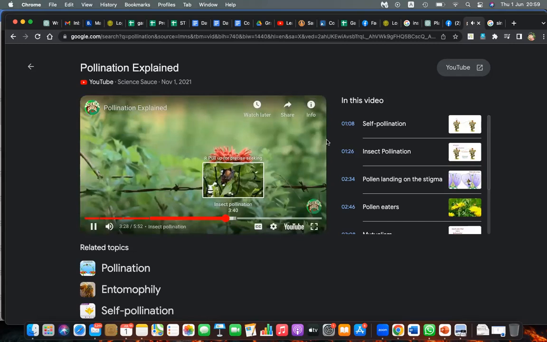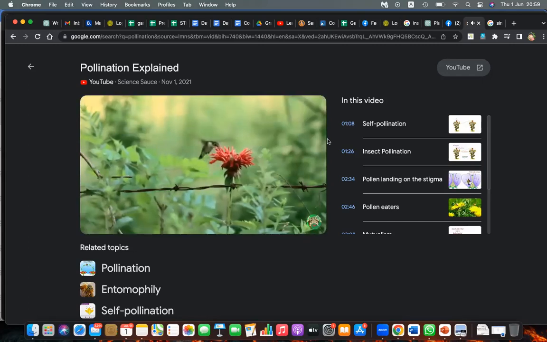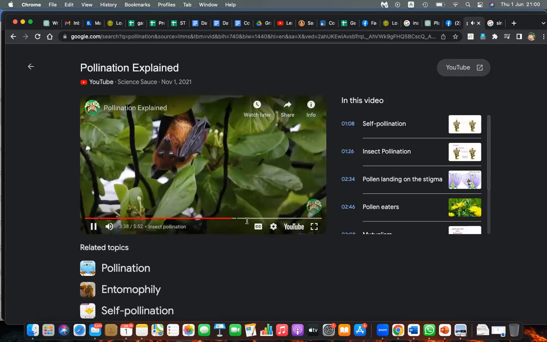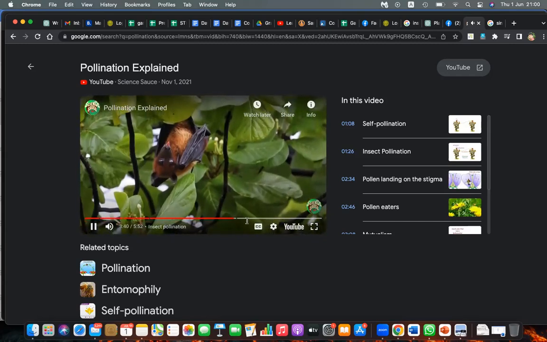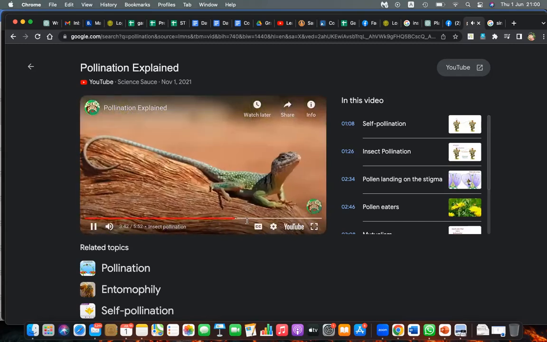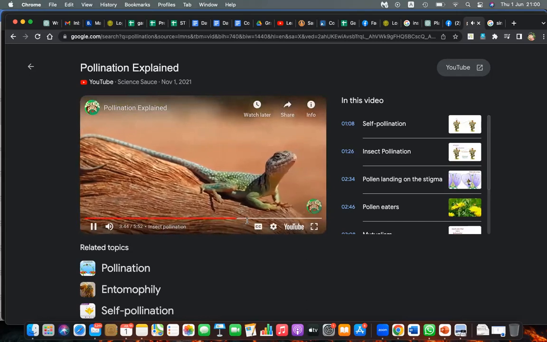It's not only insects that act as pollinators. Some birds feed on nectar, and so as they go from flower to flower, they transfer pollen as they go. There are also many species of bat that feed on pollen or nectar, and there are even examples of lizards and geckos that are pollinators.